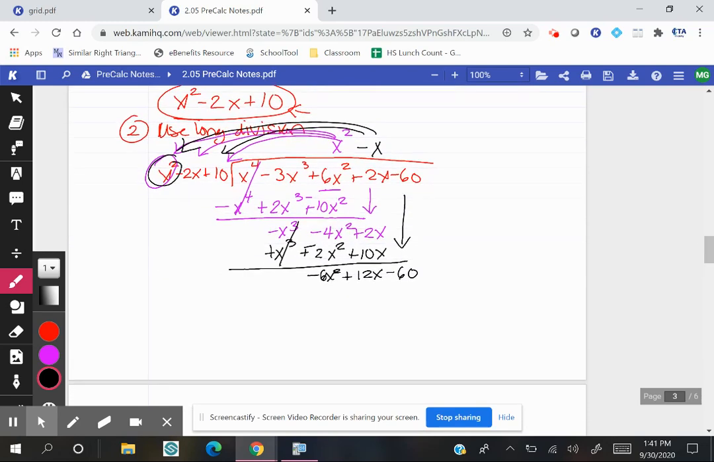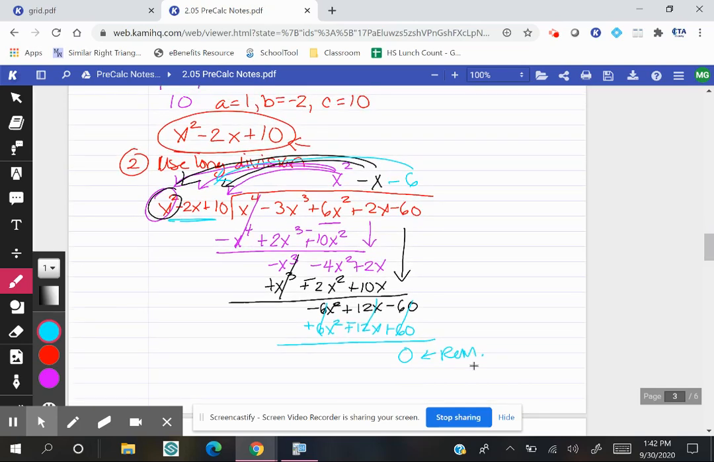Now I say x squared times what gives me negative 6x squared? And that would be negative 6. And then I multiply it over here. So negative 6x squared plus 12x minus 60. Nice, looking good. Change our signs. And everything cancels out. Good news. We have 0 as our remainder. That's great because we used what the problem told us was one of our roots, and we found the conjugate. And this polynomial, this quadratic right here, was from those two roots.